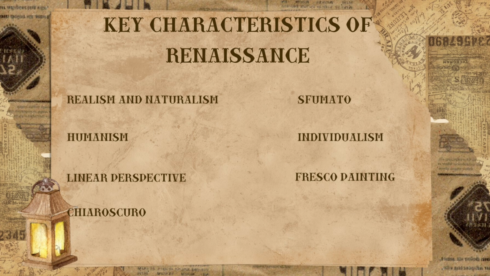Fresco painting. Frescoes are paintings created on wet plaster walls. This technique was popular during the Renaissance, particularly in Italy. Artists like Michelangelo adorned the ceilings of grand buildings such as the Sistine Chapel with intricate frescoes. The Renaissance spanned several centuries and saw the evolution of artistic styles and ideas.